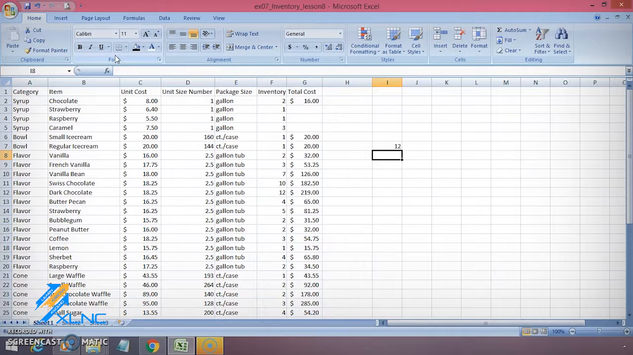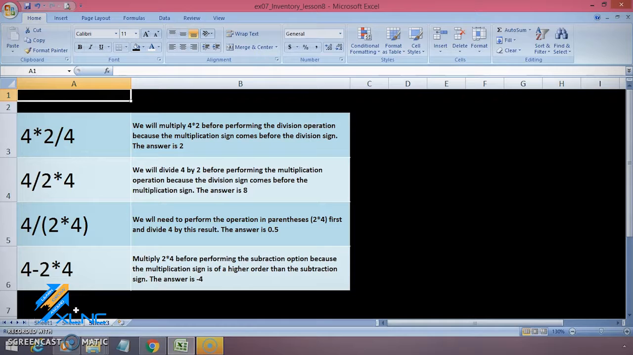Before moving on, let's take a look at some formulas to make sure you really understand the order of operations, which Excel uses to calculate answers. You really do have to understand this so you can write formulas correctly. Let's look at case number 1. We'll multiply 4 times 2 before performing the division operation because the multiplication sign comes before the division sign. The answer is 2.